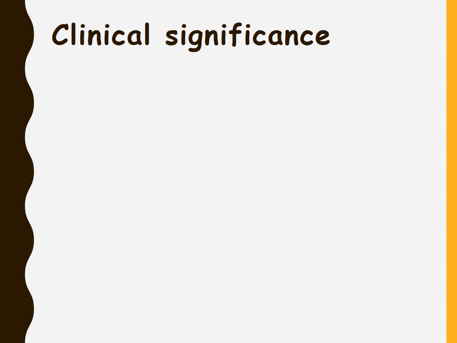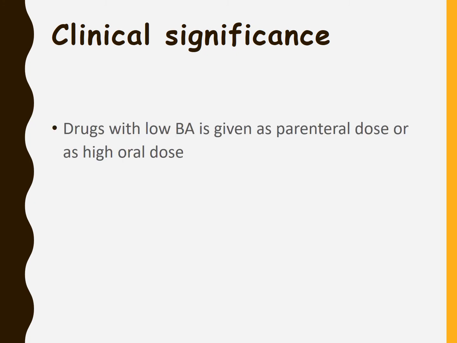Now the clinical significance of this absorption. A drug with low bioavailability is given as a parenteral dose or at a high oral dose. Drugs with low bioavailability: when given by the oral route, the absorption will be very low. So at that time we can use the parenteral route, or if the parenteral route is difficult, we will have to give a high dose orally. Then only will we attain a certain concentration of that drug.